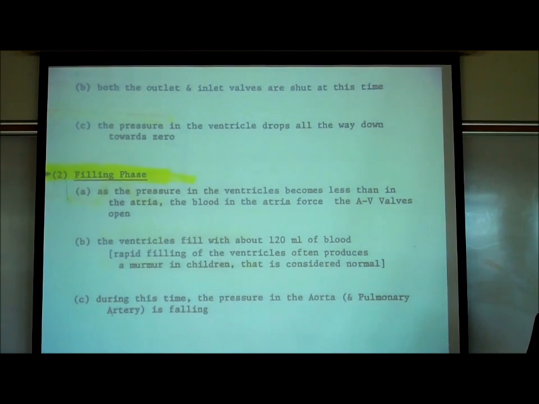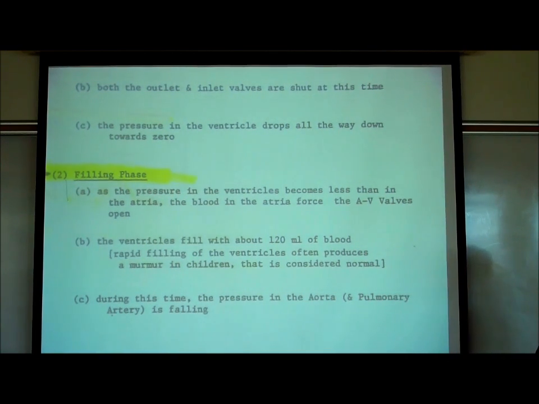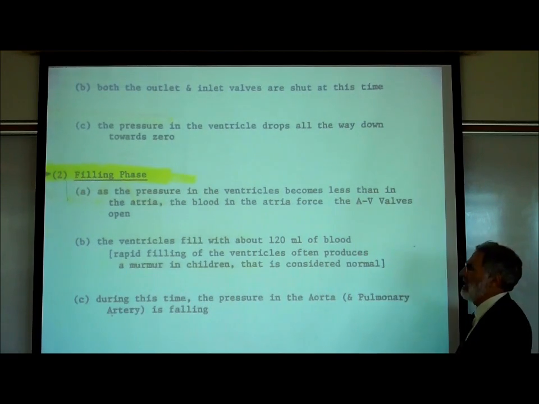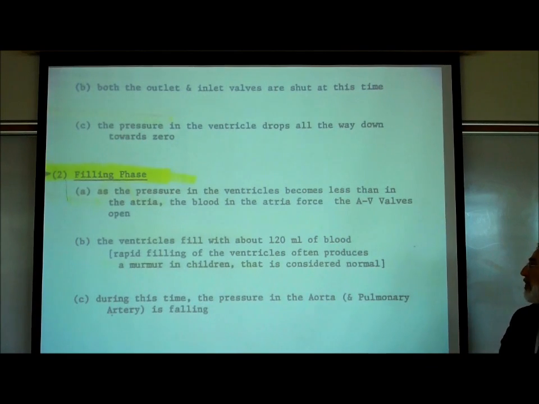Now, the filling phase, as the pressure in the ventricles becomes less than in the atria, don't confuse an atrium with an artery or an aorta. Okay, the blood in the atria forces the AV valves open, and the ventricles fill back up to 120. They add 70 milliliters of blood, raising their volume back up to 120.